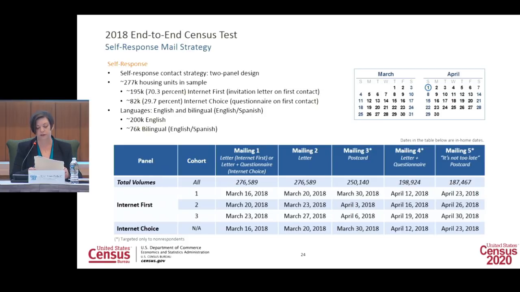In particular, we paid special attention to the ways in which we can use the staggered mail strategy to ease the burden on the Census Questionnaire Assistance call centers, especially at the beginning of the census period. Similar to past tests, in 2018, the entire universe received mailings 1 and 2, and only non-responding housing units received mailings 3 through 5. The first data line of the table, where it says total volumes, shows the drop-off in mailed materials as more households responded.